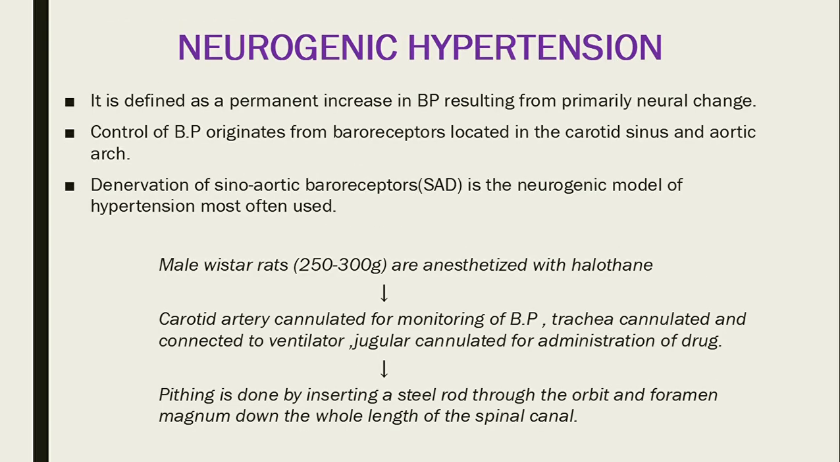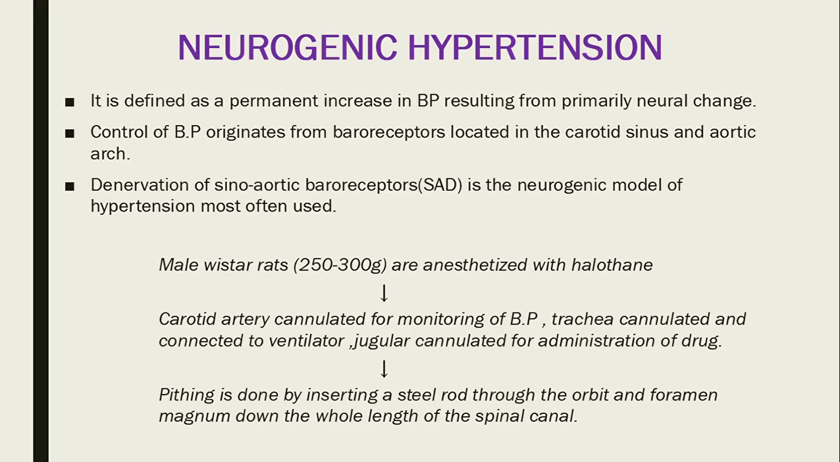Then another method is neurogenic hypertension. It is defined as a permanent increase in BP (blood pressure) resulting from primarily neural change. The control of blood pressure originates from baroreceptors located in the carotid sinus and aortic arch. Denervation of sino-aortic baroreceptors (SAD) is the neurogenic model of hypertension most often used.